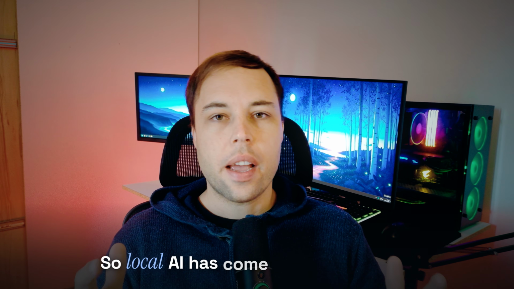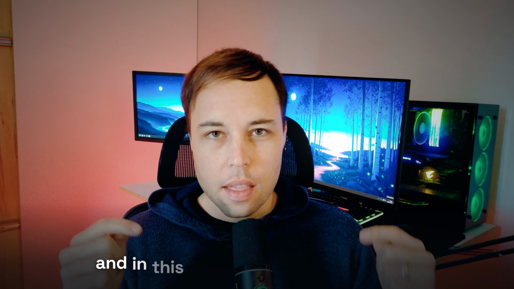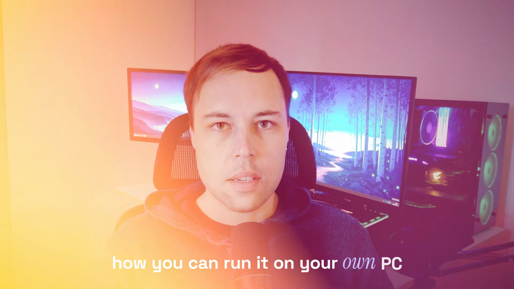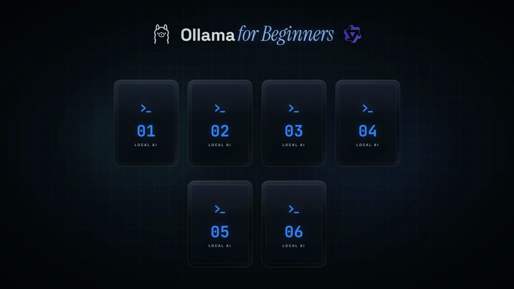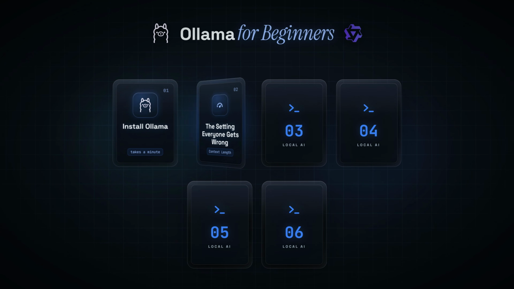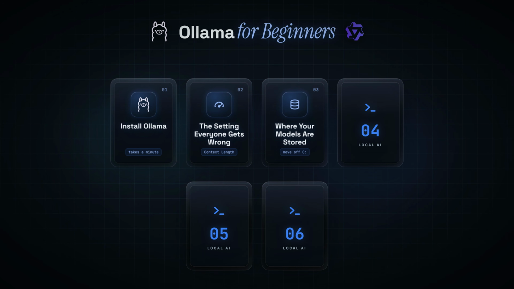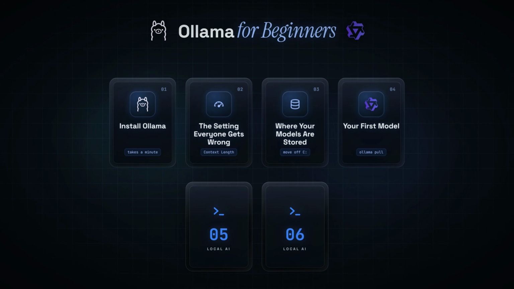So local AI has come a really long way, and in this video I'm going to show you how you can run it on your own PC. So here's the plan. We're going to install Ollama, then fix that one setting before it catches you, move your models off your C drive, and download and run your first model.